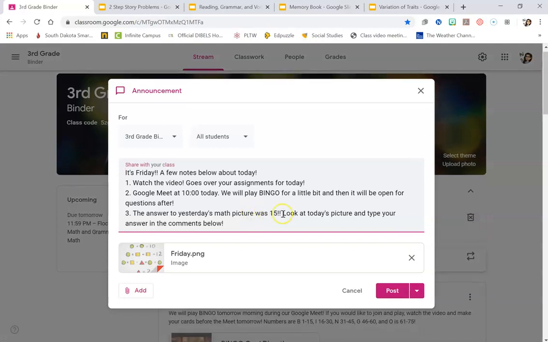Then the answer to yesterday's math picture was 15. So some of you did get 15 for your answer. Look at today's picture and try to answer in the comments below. Okay, it's a longer one today, so really look and see if you can figure that out.